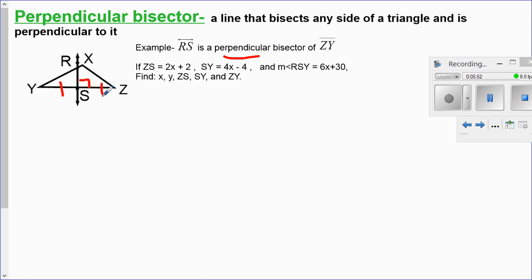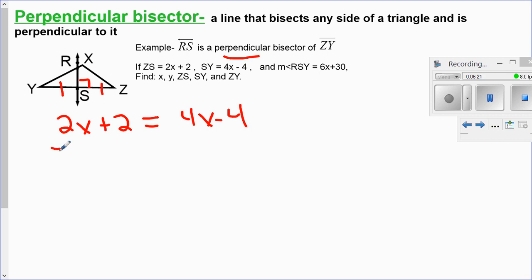So it says the length of ZS is 2x plus 2, and SY is 4x minus 4. Well, we just discovered a moment ago that those two segments are congruent. So if the segments are congruent, that means the lengths are equal. So I'm going to set the length 2x plus 2 equal to the other segment's length, 4x minus 4. And I'm going to go ahead and solve for x.